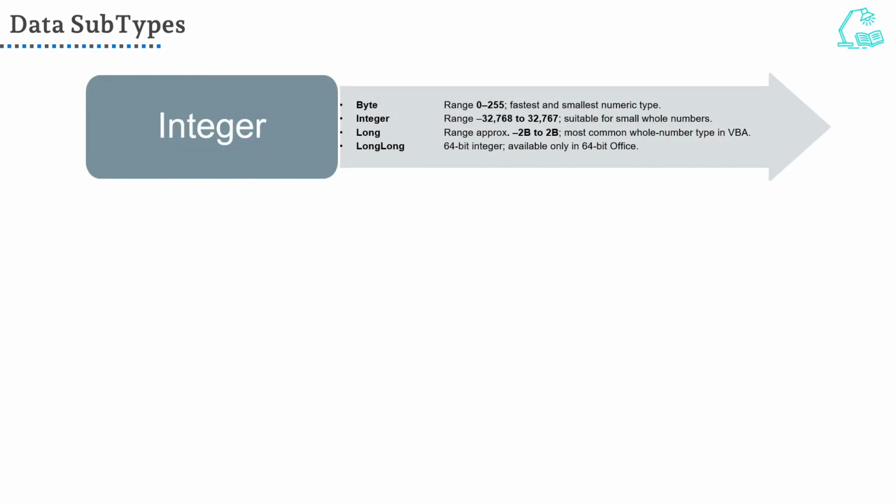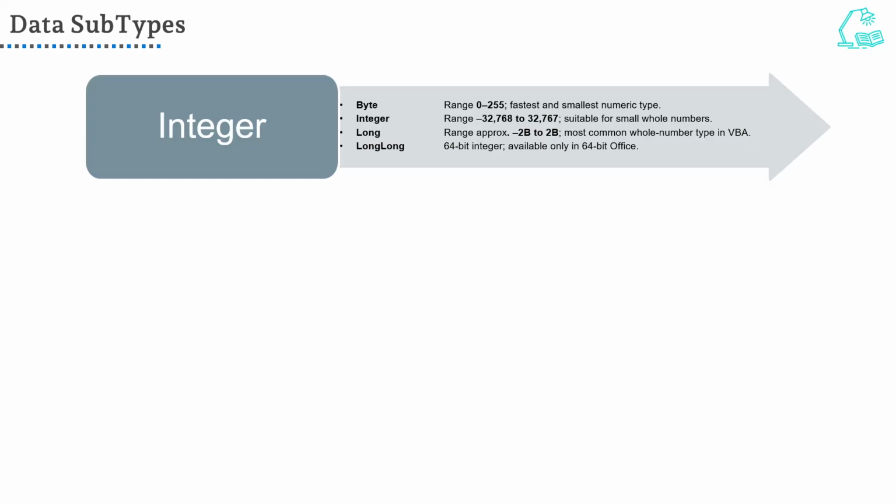The smallest one is Byte, which stores values from 0 to 255, and is extremely fast, but very limited. Then we have Integer, which can hold values up to 32,000 in both positive and negative directions. Above that is Long, the most commonly used whole number subtype in VBA, with a range that extends to over 2 billion.